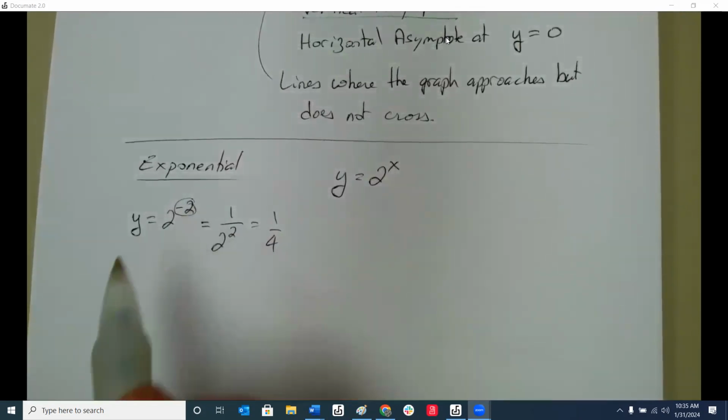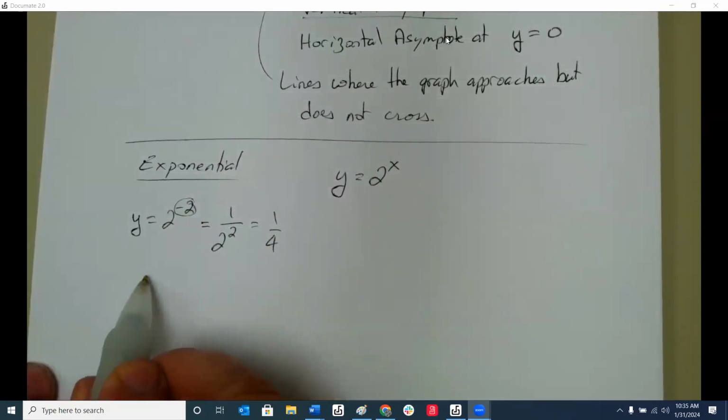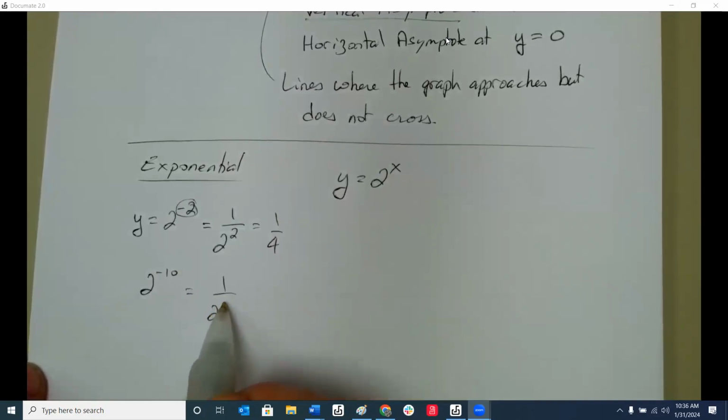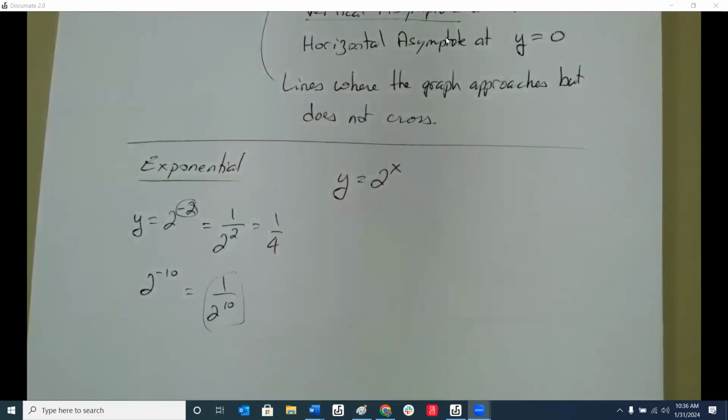The negative exponent simply means change the location of where that number is and drop the negative. So 2 to the power negative 10 is 1/2 to the 10th. So that's what it means. It gets a very, very small number. The bigger x becomes, the smaller it becomes.